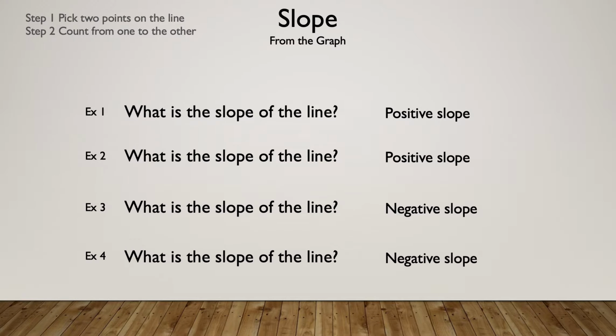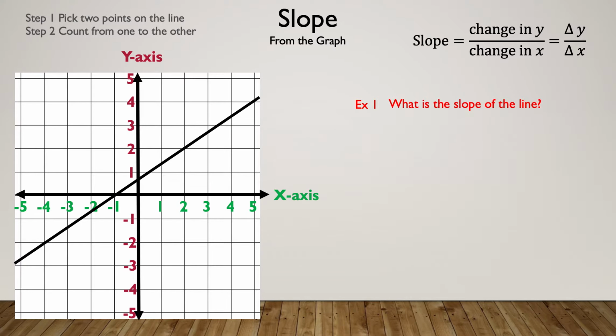Here are the 4 examples we're going to be talking about in today's video. Let's take a closer look at example 1. Let's read the steps. Step 1, pick 2 points on the line. Step 2, count from one to the other. Let's read the question. What is the slope of the line?